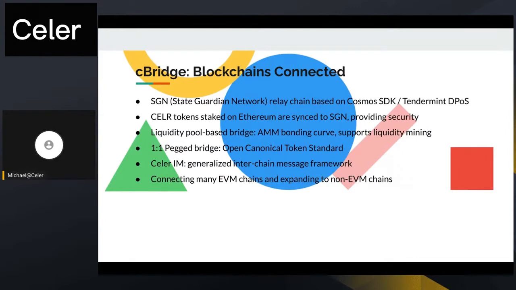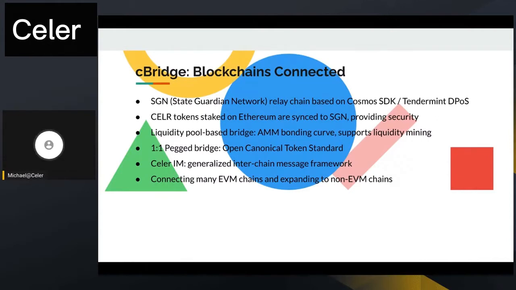So you can stake Celer tokens on Ethereum, and your stakes are then synced to the SGN. With this proof of stake system, it becomes a decentralized way of securing asset transfers and information across the different blockchains.